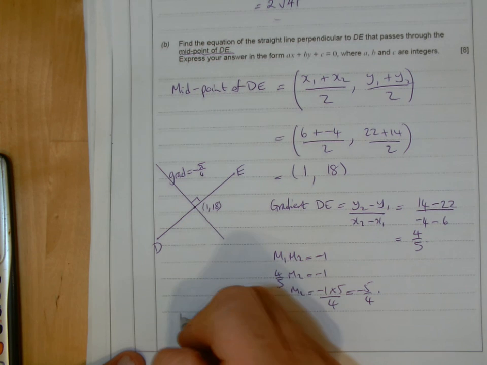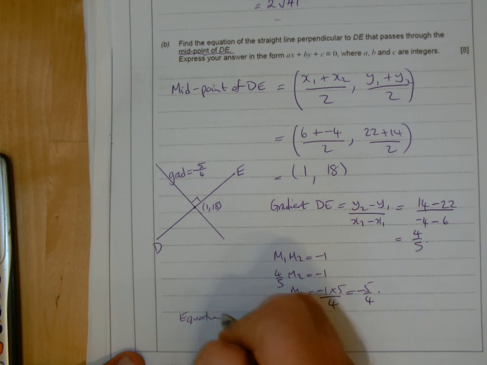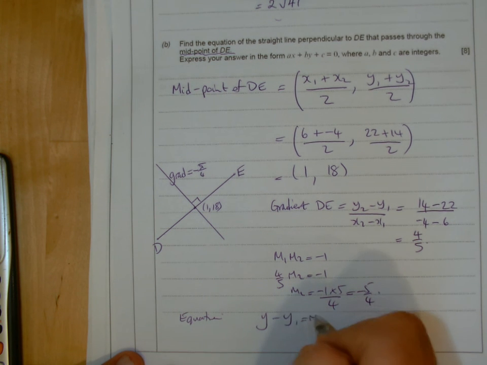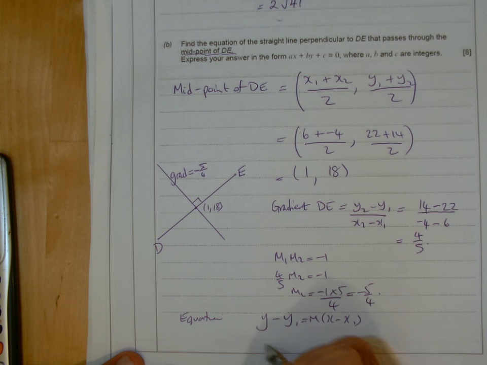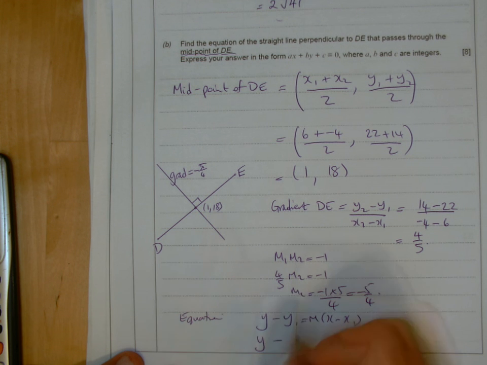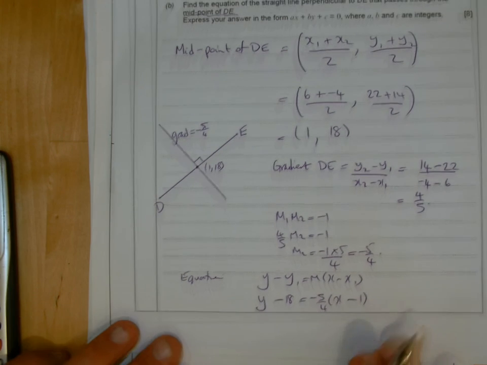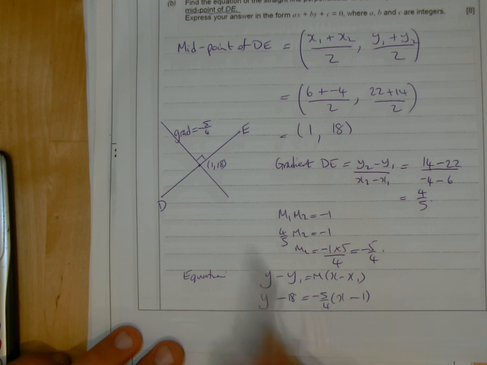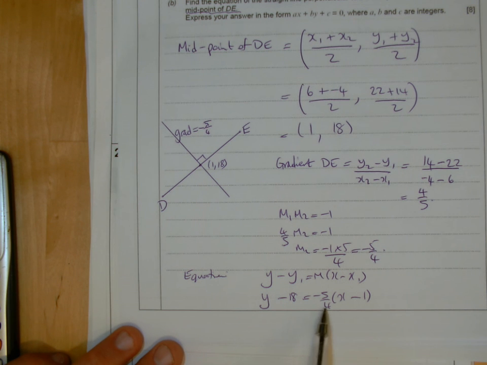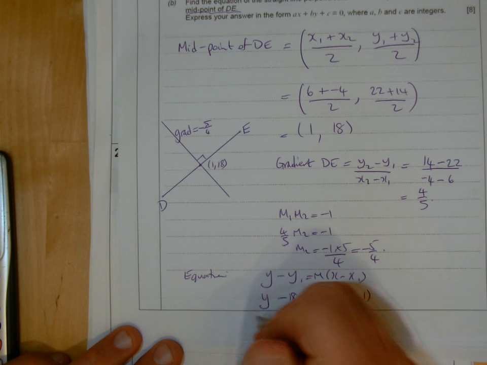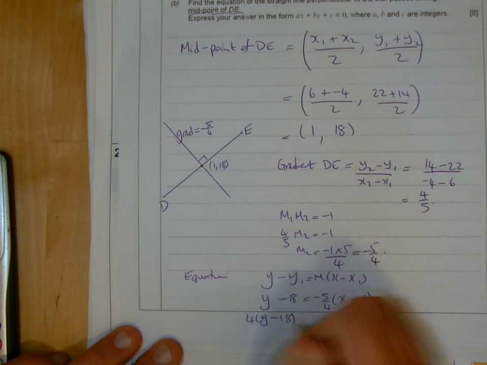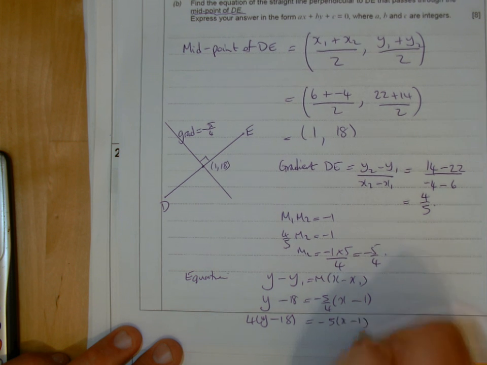And quite simply then, to get the equation, use the equation formula. So you sub in these points, so 18 for y, 1 for x, and we get this. So we're using that point that it goes through. Then to simplify this, because we've got to get it in the form ax plus by plus c equals 0, take the 4 up there, because we're dividing by 4, take it up, so we've got 4 bracket y minus 18 equals minus 5 bracket x minus 1.